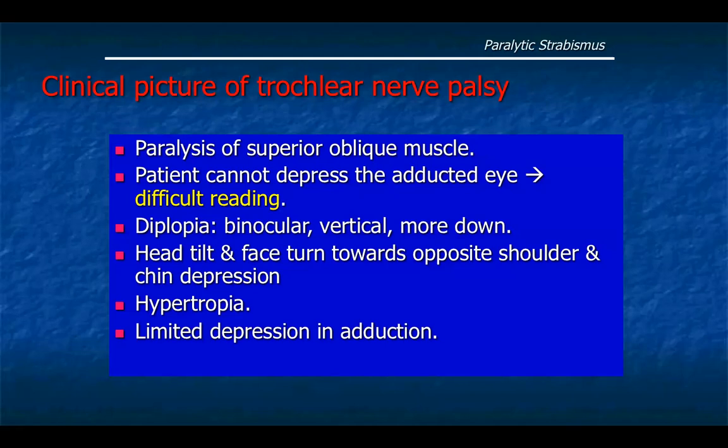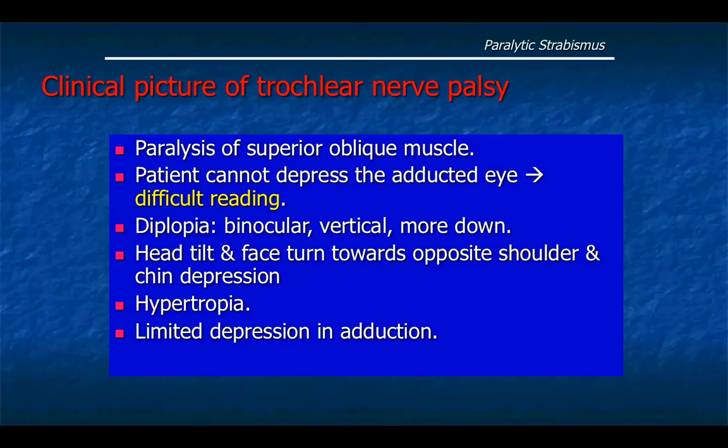reading. There is diplopia, which is binocular, and it's vertical, horizontal, and torsional, because the superior oblique has vertical action, depression, and horizontal action of abduction, and a torsional action of intorsion. So the two images will be above each other, laterally displaced and tilted. So there is binocular diplopia, which is vertical, horizontal, torsional, and it's more on down gaze, which is the field of action of the superior oblique muscle.